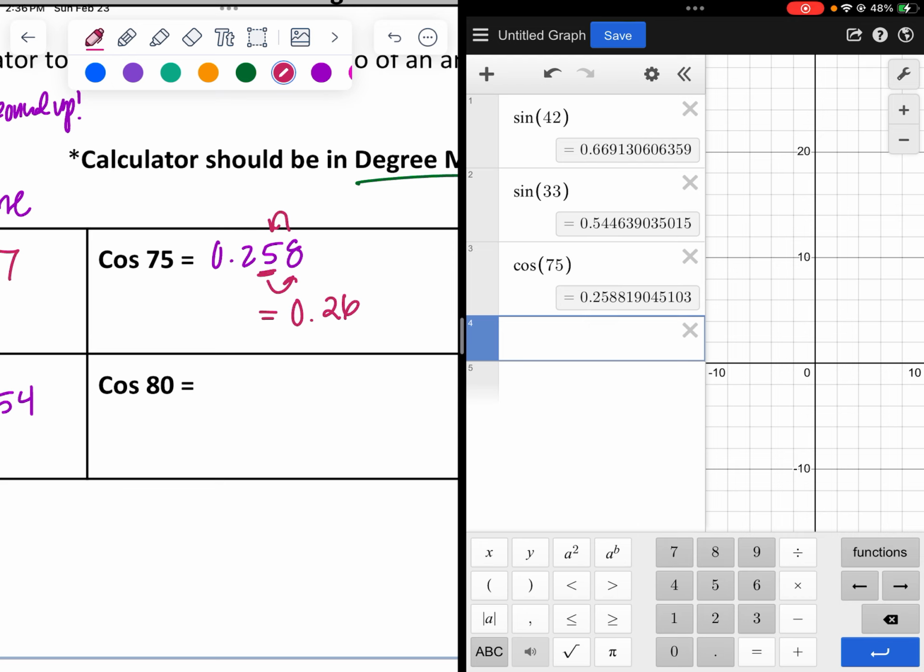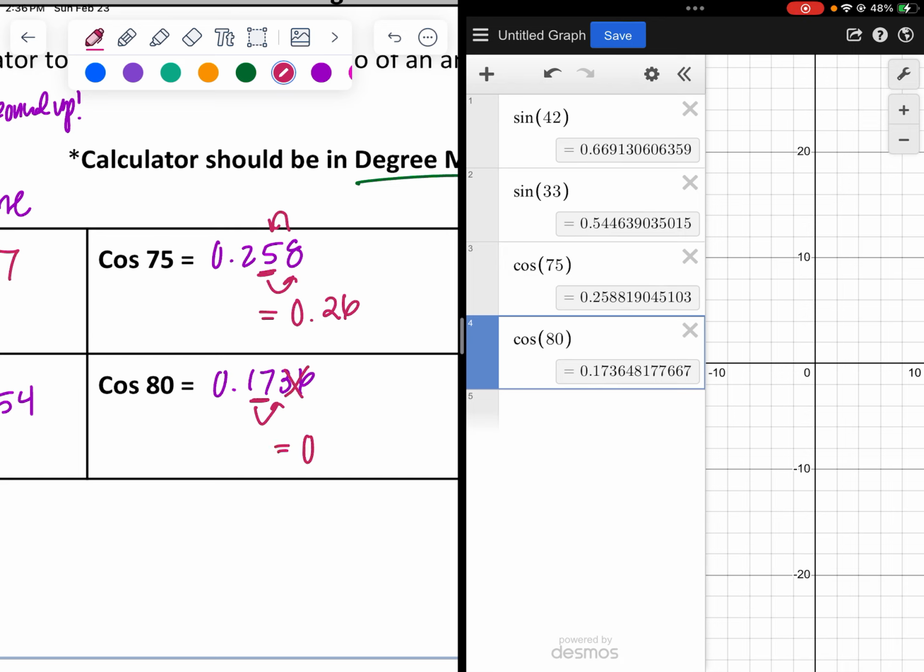Okay. Cosine of 80 is equal to 0.1736. Right, again, I'm looking at my second number and then the number right next to it. Okay, it is a 3, so it does not even matter. I'm left with 0.17.